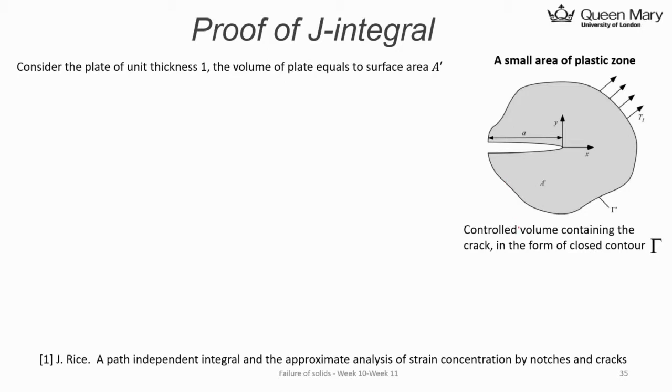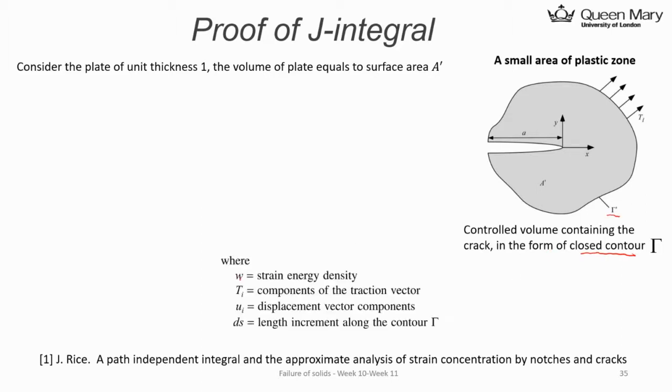So the problem is still the same. We are in a form of closed contour gamma here, and we define this omega as the strain energy density, T as the traction vector, and Ui is the displacement vectors along that traction. Okay, and the ds you can see actually is just a small amount of line along the boundary, and that is a displacement along that as well. You can link them later on.